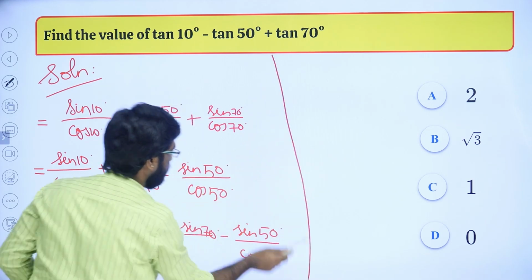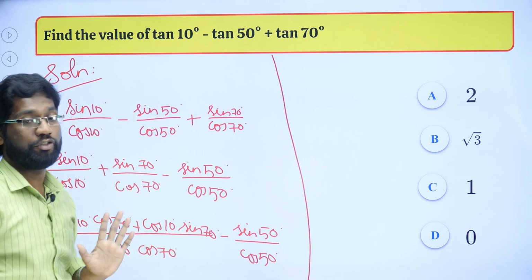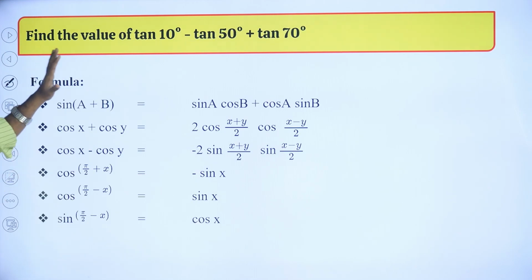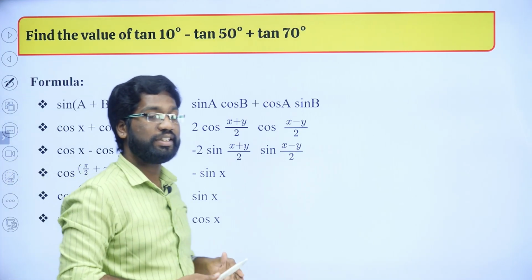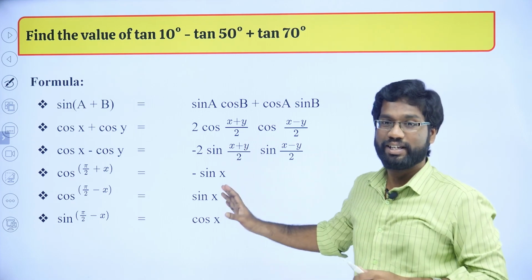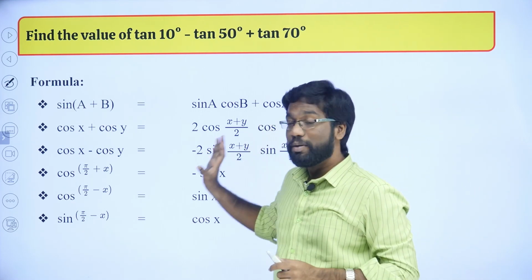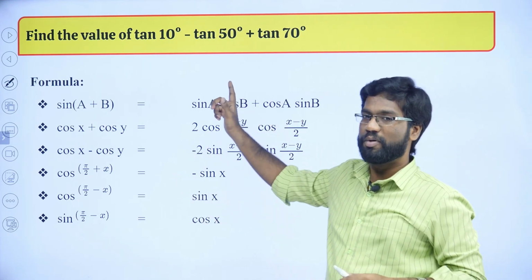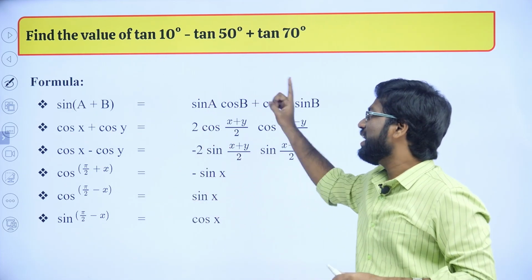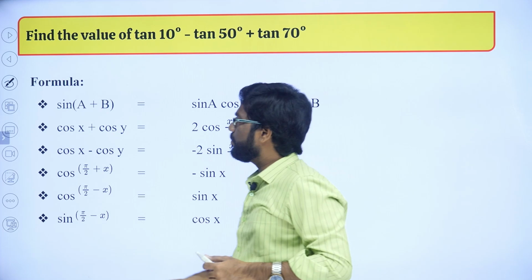Now what do we have to do? Now you have to see this term. Here we are going to use these basic formulas and basic trigonometric identities. We are going to implement all these formulas in our problem, my dear students. The first thing we are going to use is sin(a plus b), which is sin a cos b plus cos a sin b.